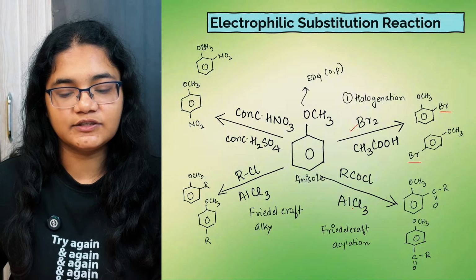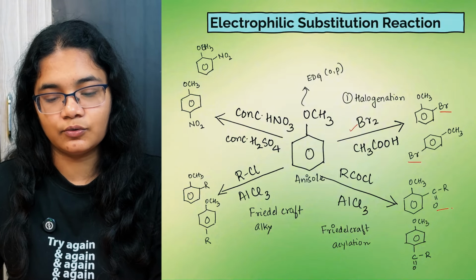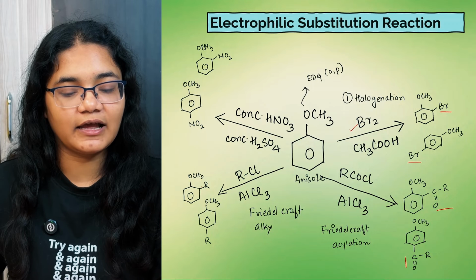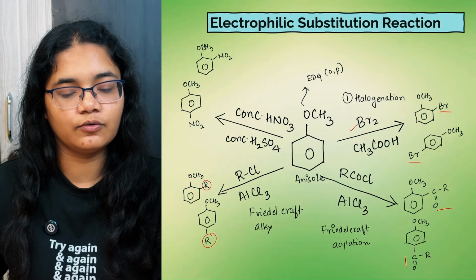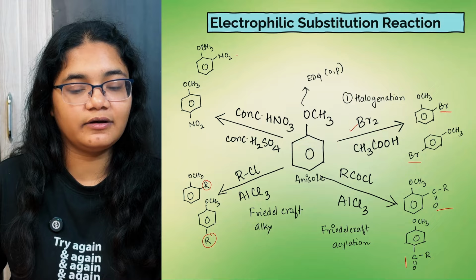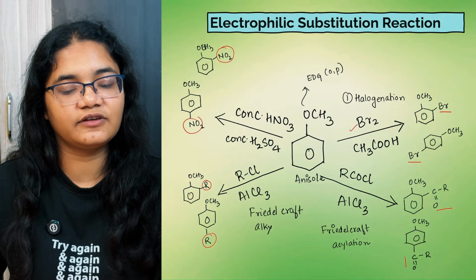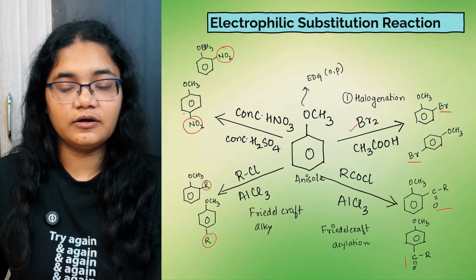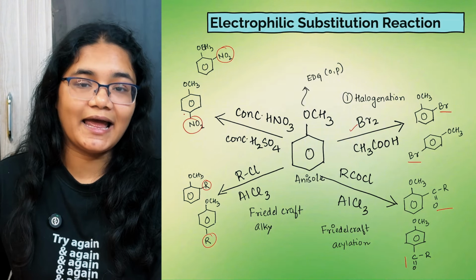Next, if you have RCOCl, this is Friedel-Crafts acylation. So COR will be added at the ortho and para position. Next, we have Friedel-Crafts alkylation. Here the R group and here the R group will be attached at the ortho and para positions. Next, with concentrated nitric acid, NO2 will be attached at the ortho and para positions. Okay. So this is all about the reactions of alcohols, phenols and ethers.